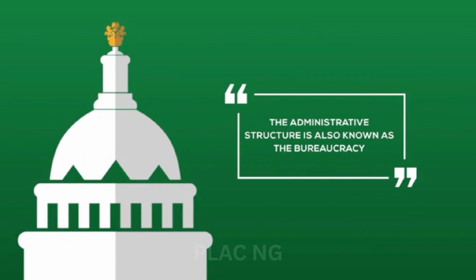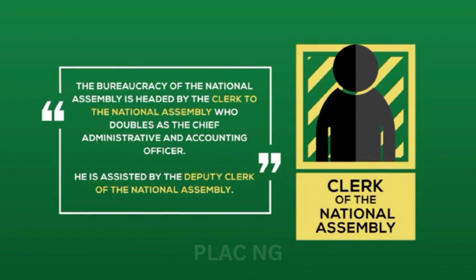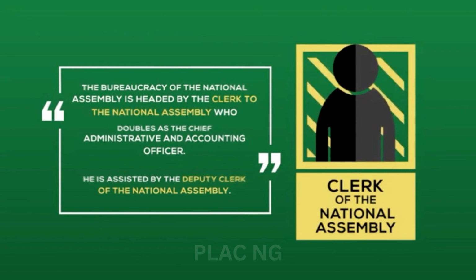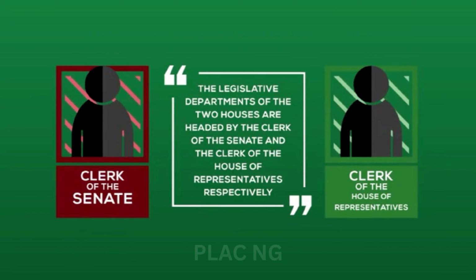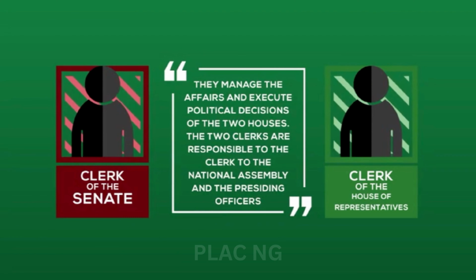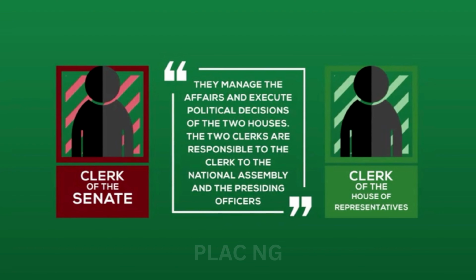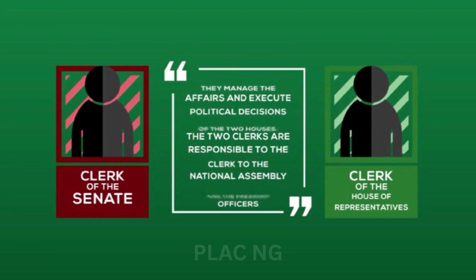The administrative structure, also known as its bureaucracy, is headed by the clerk to the National Assembly, who is the chief administrative and accounting officer of the National Assembly. He is assisted by the deputy clerk of the National Assembly. The legislative departments of the two houses are headed by the clerk of the Senate and the clerk of the House of Representatives, respectively. They manage the affairs and execute political decisions of the two houses. The two clerks are responsible to the clerk to the National Assembly and the presiding officers.